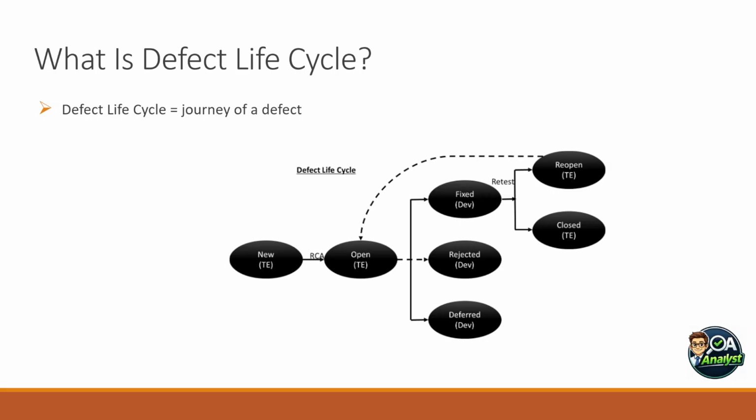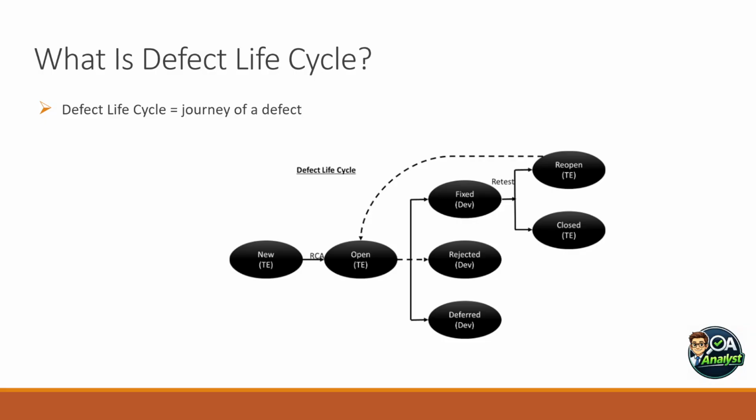Once the defect is marked as fixed, the tester performs retesting. Retesting means executing the same steps using the same data to verify whether the defect is actually fixed or not. If the application now works as expected, that is, the defect is resolved, the tester changes the defect status to closed. Closed means the issue is fixed, it is verified by the tester in retesting and no further action is required. Now let's talk about a very important real-time scenario.